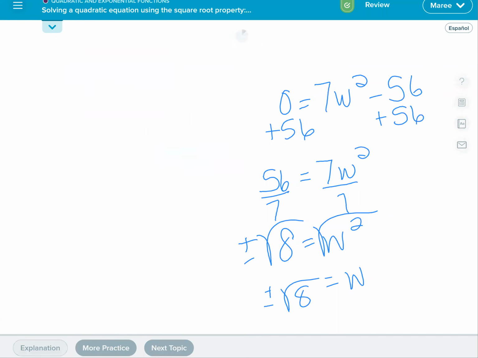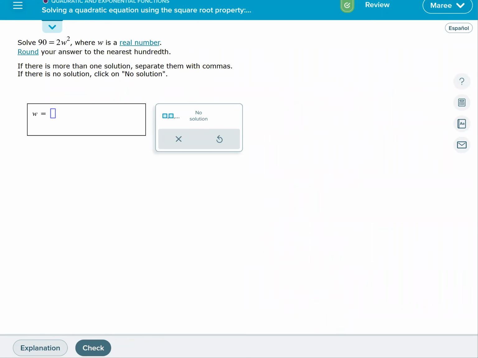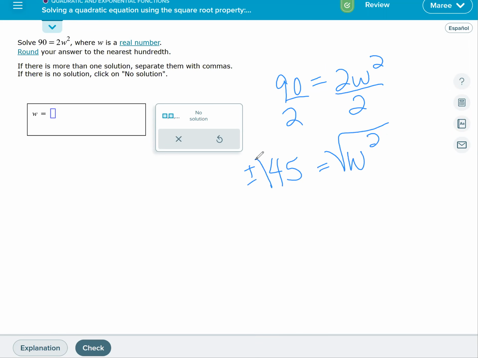And let's do one more. We just need to remember that we want to get our variable by itself. So 90 equals 2w squared. We're going to have to divide both sides by 2. So 45 is equal to w squared. Take the square root of both sides. And we want to plug in the square root of 45.